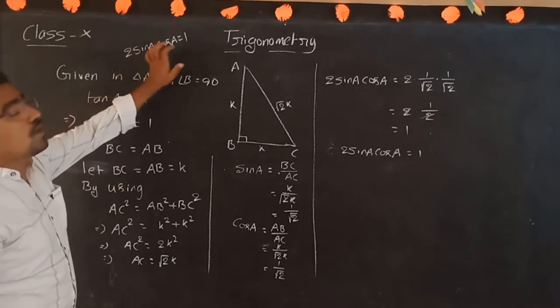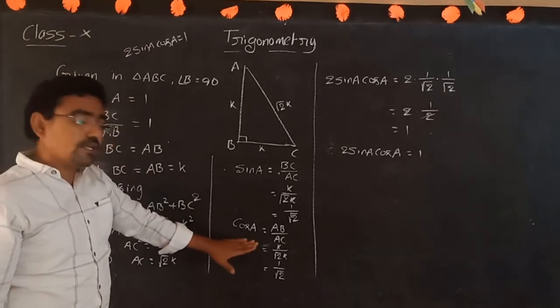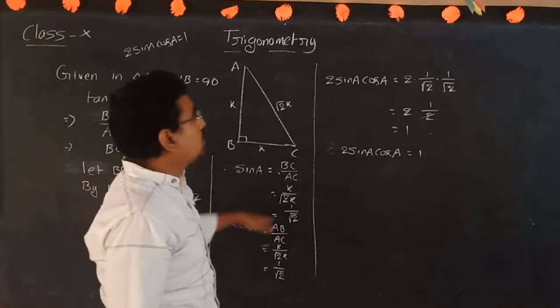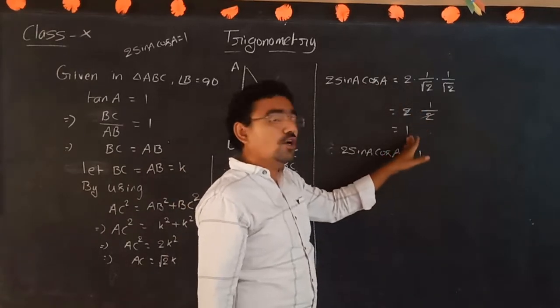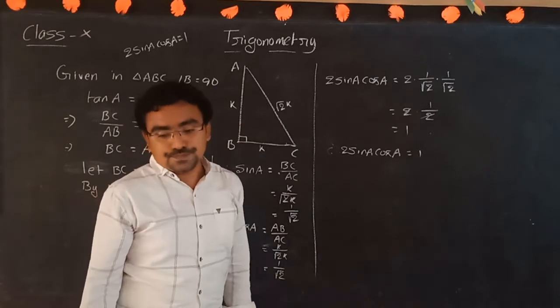2 sin A into cos A equals 1. So for this, we identify sin A as well as cos A. Substitute these values in this problem, and the overall value becomes 1. So this is the process to solve the problem.